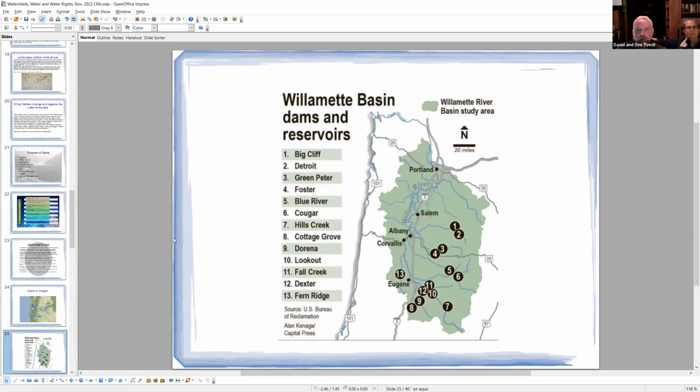And here are dams and reservoirs in the Willamette Basin. You can see right around Eugene, there's quite a number of them. So Fern Ridge here, this would be Hills Creek, Lookout, and I'm blanking out on these now. Fall Creek, Dexter. Yeah, 11, you can see Fall Creek, and 12, Dexter, 9 is Dorena, 8 is Cottage Grove, and then 5 is Blue River. These are on the McKenzie. 6 is Cougar.